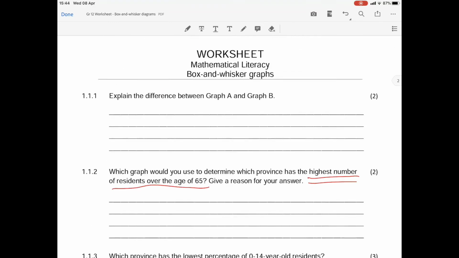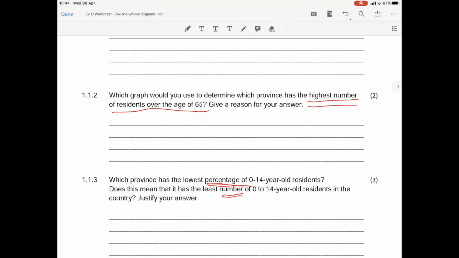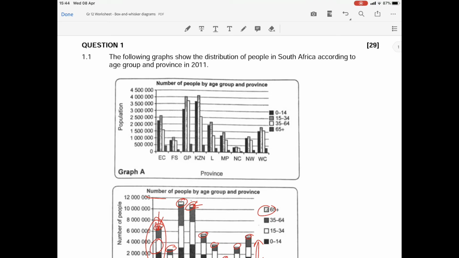So where is it? We've already answered in question 1.12 that the easiest graph to read off, we already said over here, was graph A, because it's just easier to read off. So let's use that answer to choose which provinces have got the most 15 to 34-year-olds.